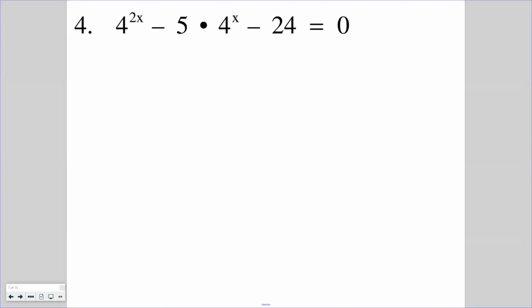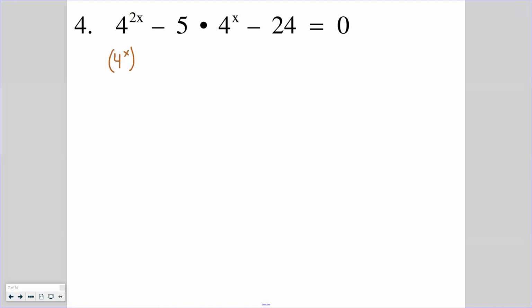Okay. So we've got this 4 to the 2x minus 5 times 4 to the x minus 24 is equal to 0. And we're solving for x. X is in the exponent this time. So we are going to look at our answers a little bit differently, but we've got this and it looks a little bit complicated. So I'm going to take just a minute and I'm going to take some time to rewrite this problem.